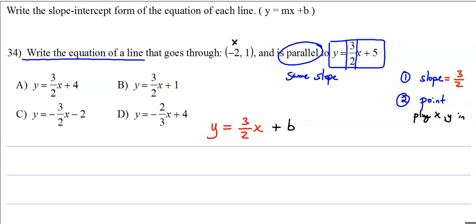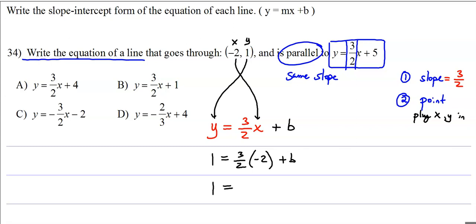So remember, this is my x, this is my y. They're saying I got to go through this point. So let's plug this in for x, and let's plug this in for y. And I get 1 equals 3/2 times x added to b. And you could use your calculator if you know how to do it by hand here, but I got 1 equals, that's going to be a -3 added to b.